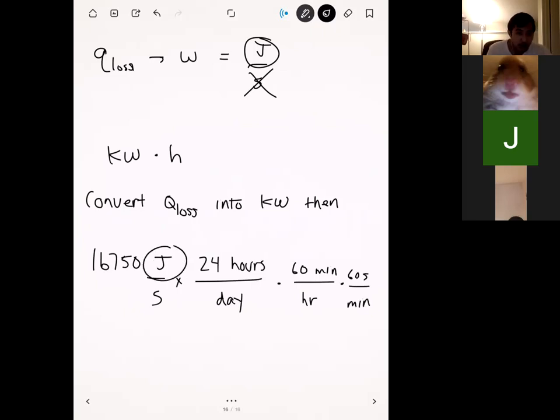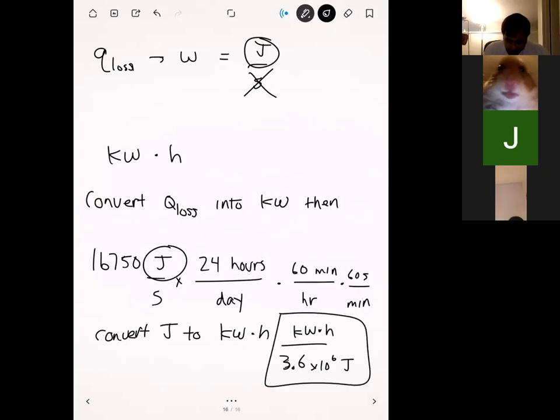And then I think I just looked up online and said, convert joules to kilowatt hour. And then the way you do that is you divide it by 3.6 times 10 to the 6. And this is joules per kilowatt hour. Yeah.